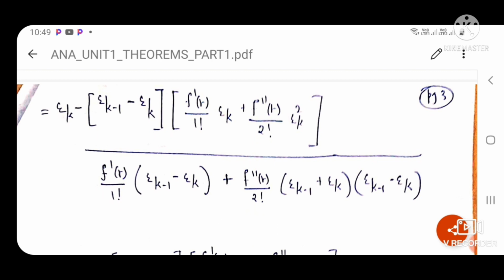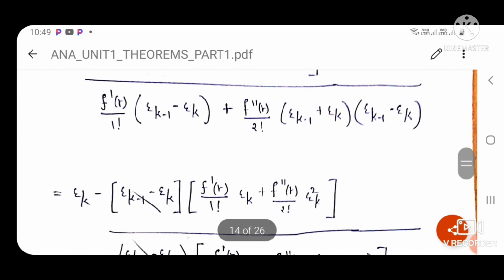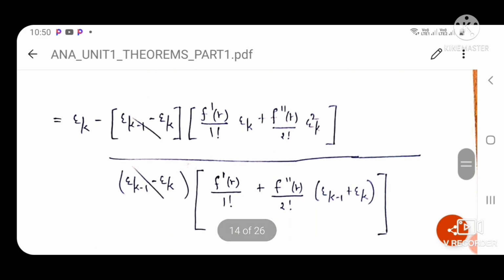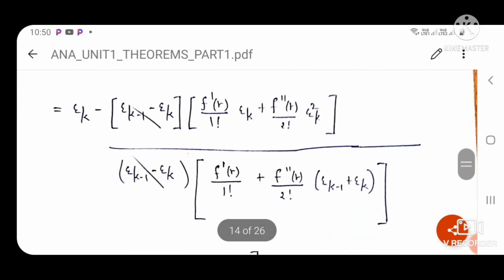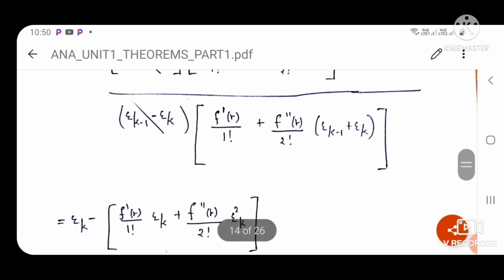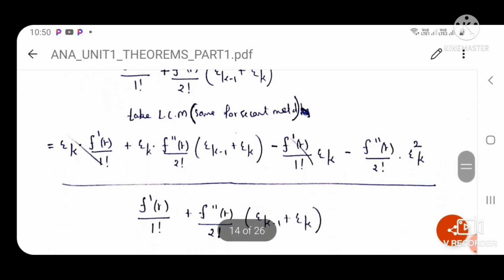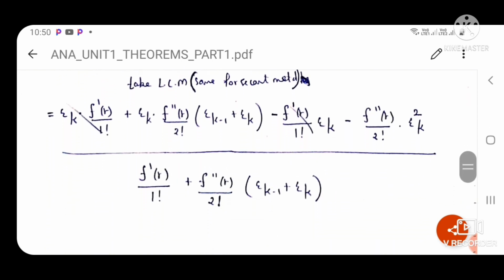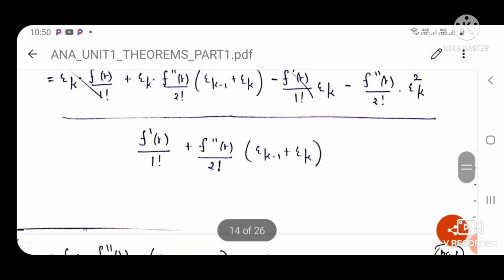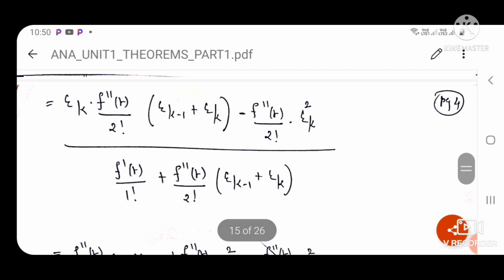The same thing happens for f dash of r. It's taken out as common, and from that, epsilon k minus 1 minus epsilon k gets cancelled both in the numerator and in the denominator, thus leaving us alone with this term. Now it's written over there that you have to take an LCM. It's obvious that you have to take an LCM. Take the LCM and then you'll be able to get this term. Actually you obtain this term, and the positive and negative terms of epsilon k into f dash of r by 1 factorial actually get cancelled. It's an obvious step.